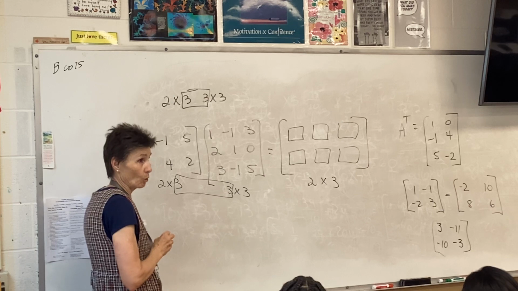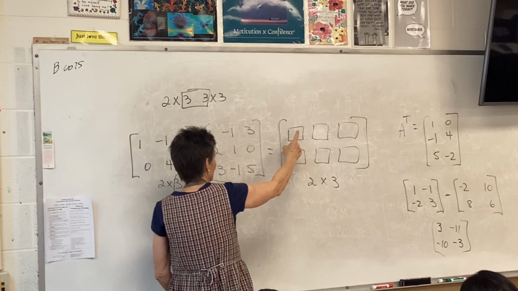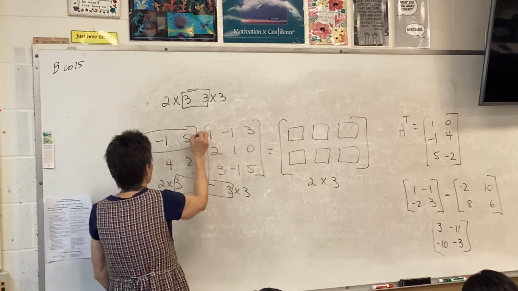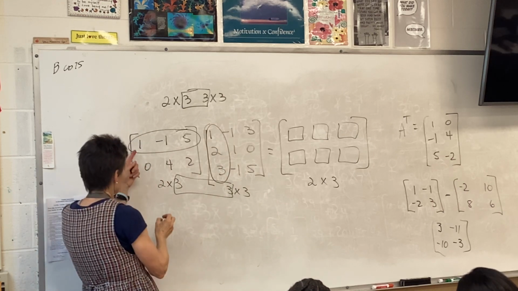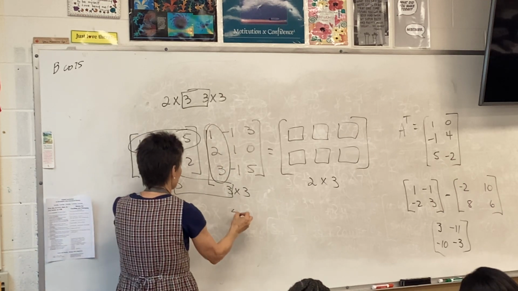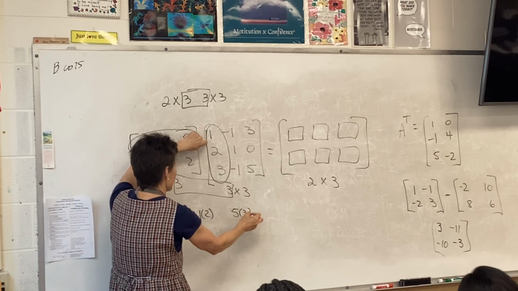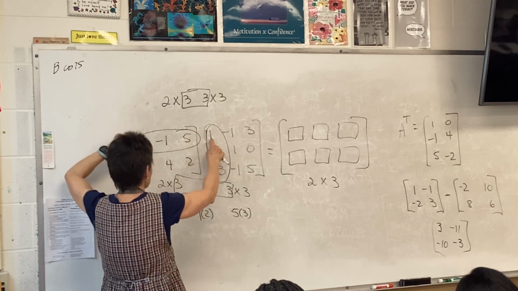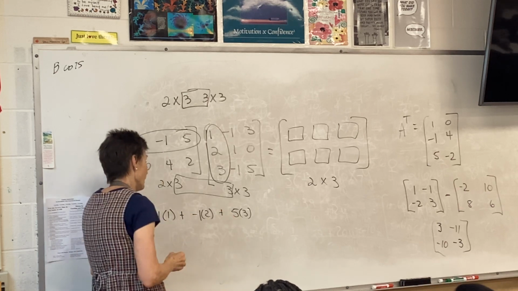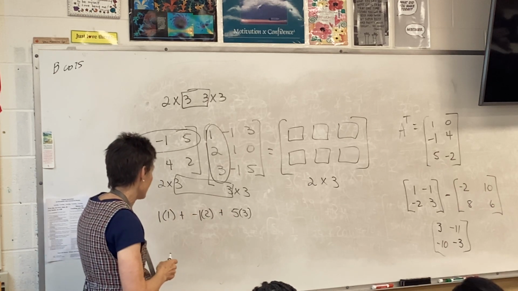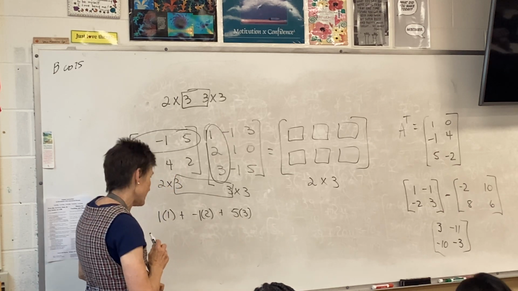So remember how this works. To find that number right there, first row, first column, we multiply this set of numbers times this set of numbers. So we multiply 1, -1, 5, times 1, 2, 3. So first times first, second times second, third times third. And then we're gonna add all those up. So what is that? We're gonna do this without a calculator, so let's see. Did you get 14?